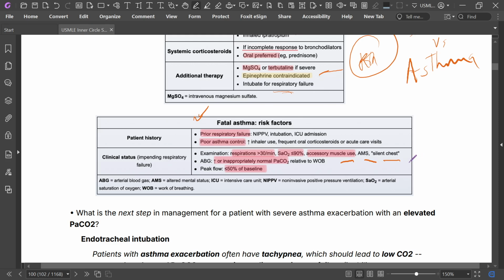If respiratory rate is more than 30, SaO2 is less than 90, accessory muscle use, altered mental status, silent chest. ABG shows increased or inappropriately normal PaCO2 relative to the work of breathing. Peak flow is less than 50% of baseline.